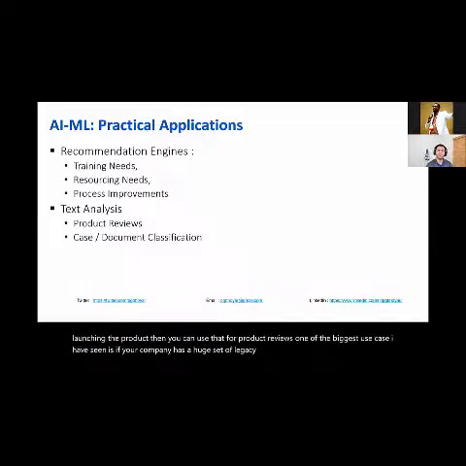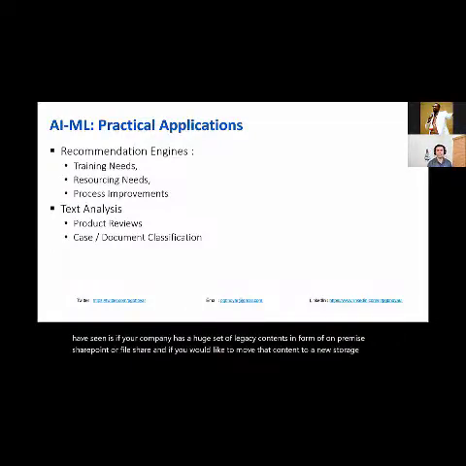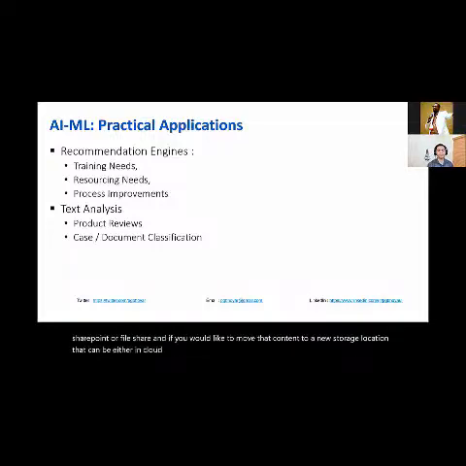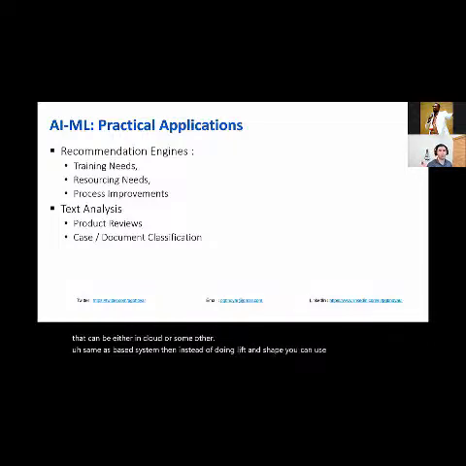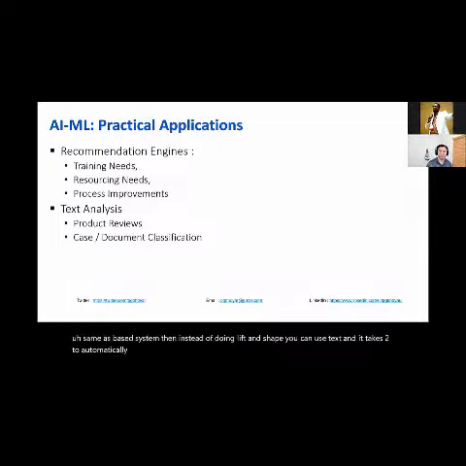One of the biggest use cases I have seen is if your company has a huge set of legacy content in the form of on-premise SharePoint or file share, and you would like to move that content to a new storage location, either in the cloud or some other CMS-based system. Then, instead of doing lift and shift, you can use text analytics to automatically classify the content and use that classification information to decide which content should go where.